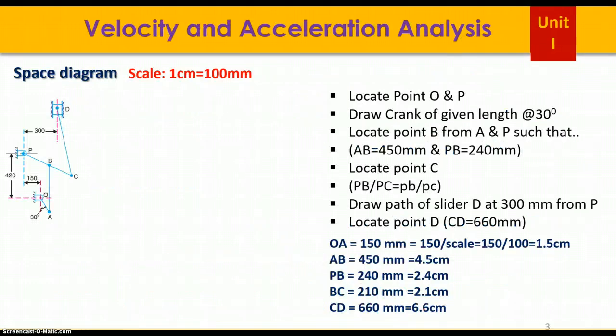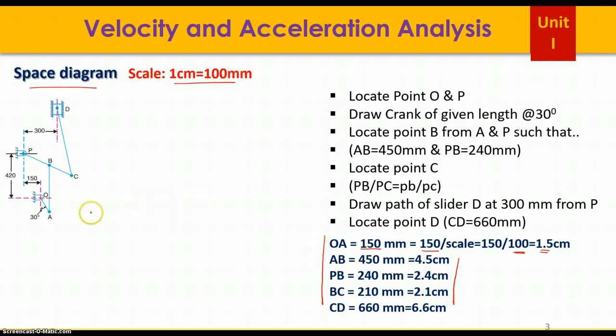Now the step number one is you have to draw the space diagram. To draw the space diagram, you have to take some scale. I have taken 1 centimeter equals 100 millimeter. So these are the various lengths in millimeter, and you have to convert them into centimeter. For that, this is given 150 millimeter divided by scale, that is 100, so you will get 1.5 centimeter. Similarly, I have calculated the various lengths in centimeters.